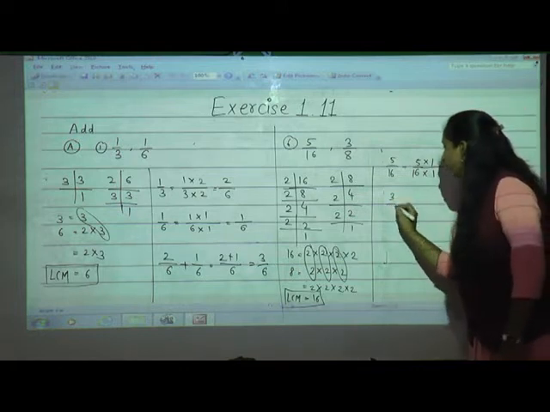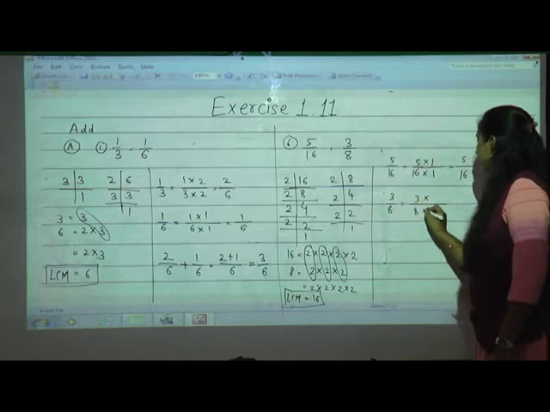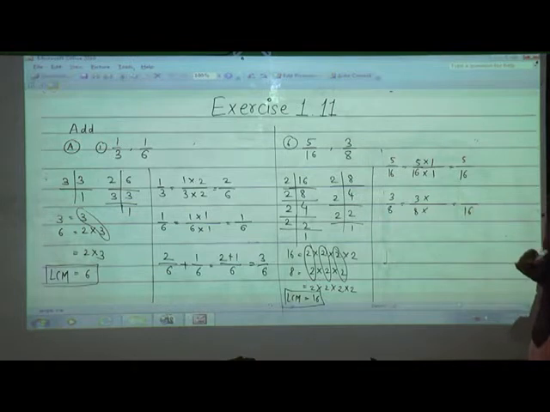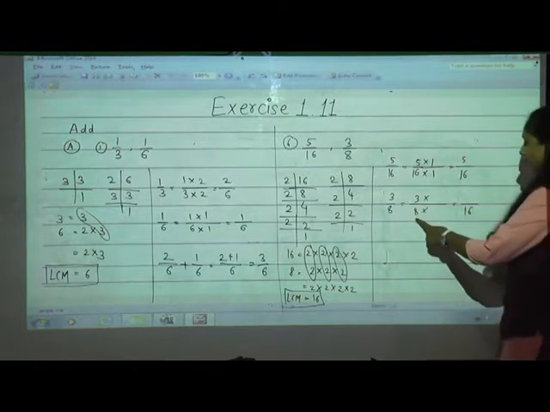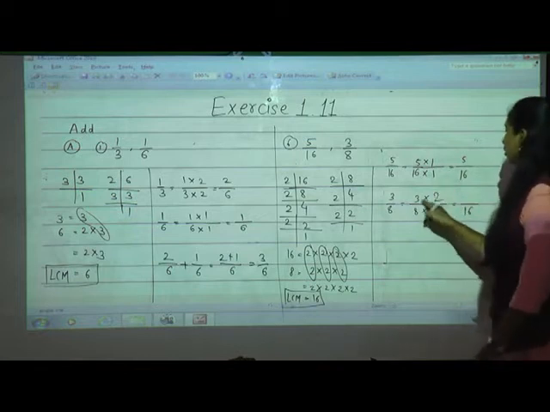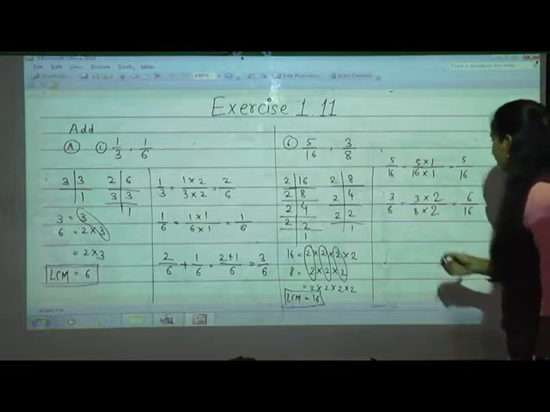Now 3 upon 8. 3 multiplied by, 8 multiplied by. Now here what will come? What should come is 16. So what 8s are 16? 8 2s are 16. So here also 2, 3 2s are 6. So we got the same denominators.